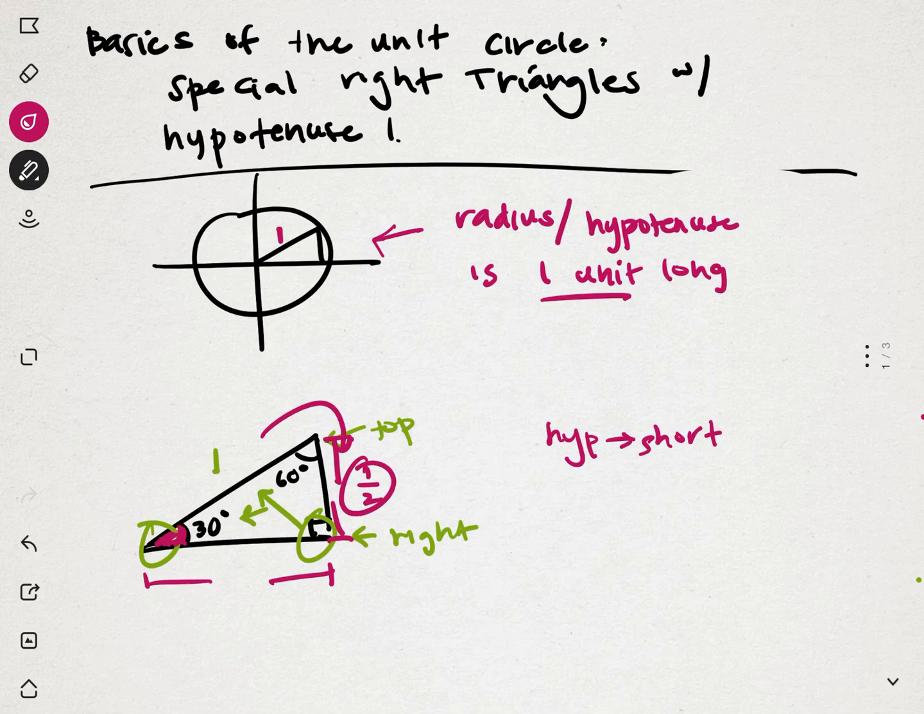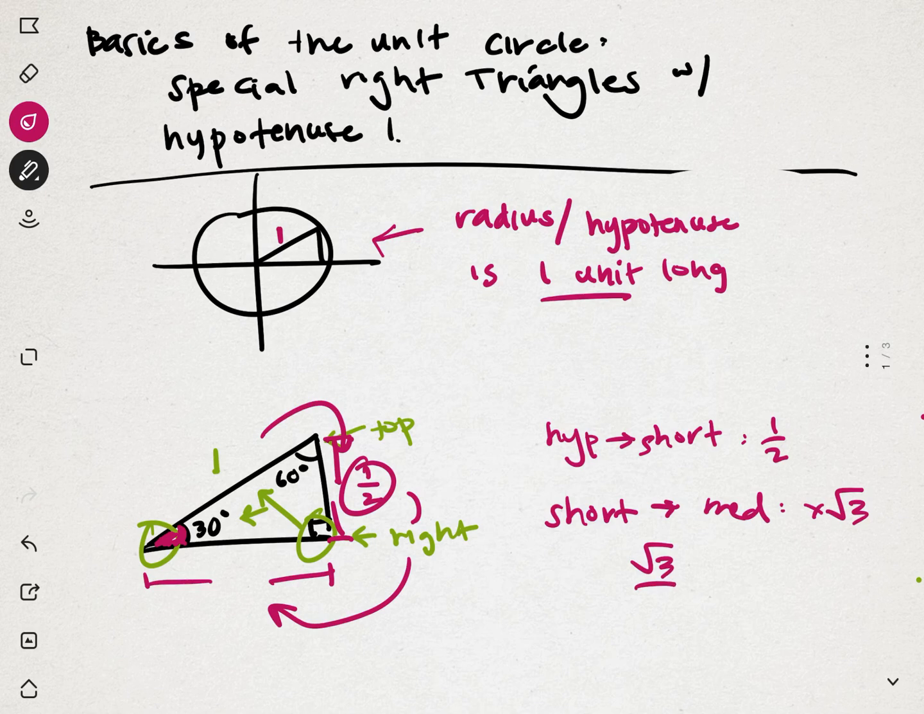And then we said to go from the short side to the medium side, what we're going to do is multiply by radical 3. So square root of 3 times 1/2. I made the square root of 3 into a fraction, so it's easier. It's going to be square root of 3 over 2.